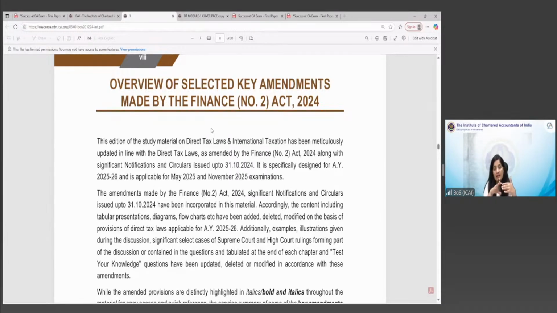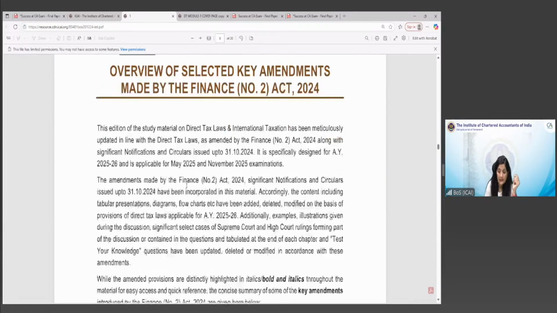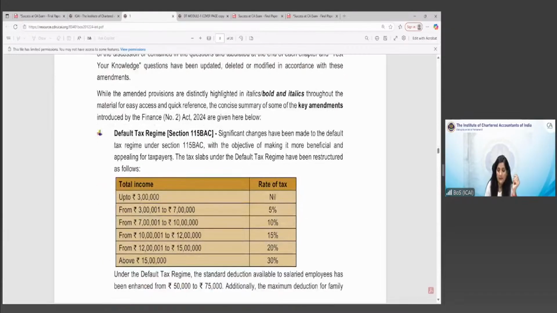For understanding these provisions, you definitely have to go through the respective chapter for a better understanding of these amended provisions. It is advisable to go through the respective chapters also, but for revising the amendments in one go, you can refer to these initial pages of your study material, right? Let's just go through, these are the amendments.